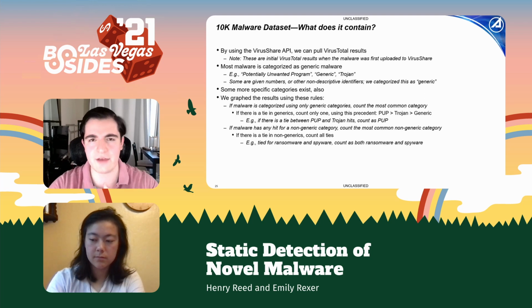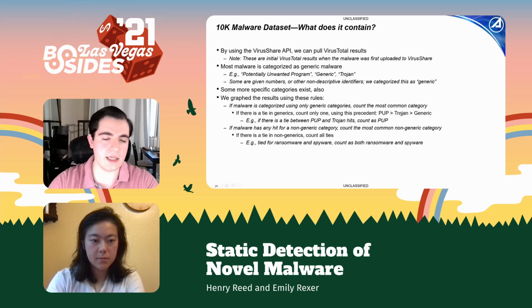If we want to graph this information, we have to come up with a few rules, and there are such. If malware is categorized using only generic categories, meaning non-generic categories don't appear for a given malware sample, we count the most common generic category. If there's a tie, we use the following precedence: PUP taking precedence over Trojans, taking precedence over generic. So if there's, for example, a malware sample with 3 hits for PUP and 3 hits for generic, PUP will only count.